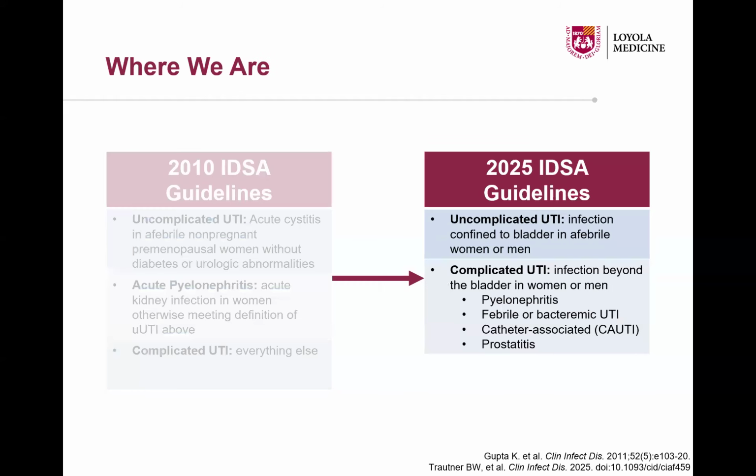So now we look where we are with these updated 2025 IDSA guidelines. They now define uncomplicated UTI from more of an anatomical standpoint: infections confined to the bladder in afebrile women or men. And then they're specifically defining complicated UTIs as still somewhat everyone else, but it's pyelonephritis, patients that are febrile or bacteremic, catheter-associated UTIs, and prostatitis. Even within this, there's still nuance in terms of treatment recommendations, but a little bit better distinction.